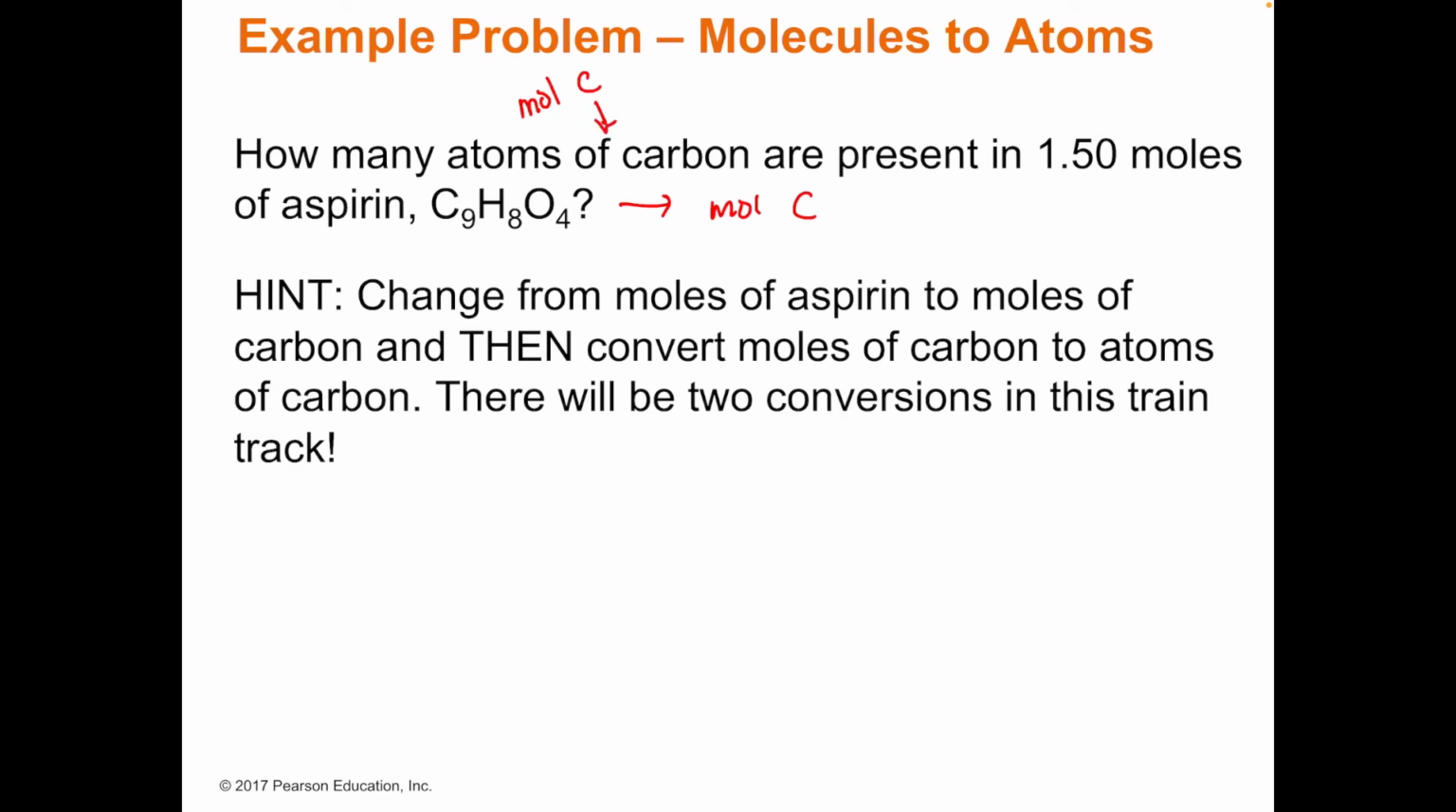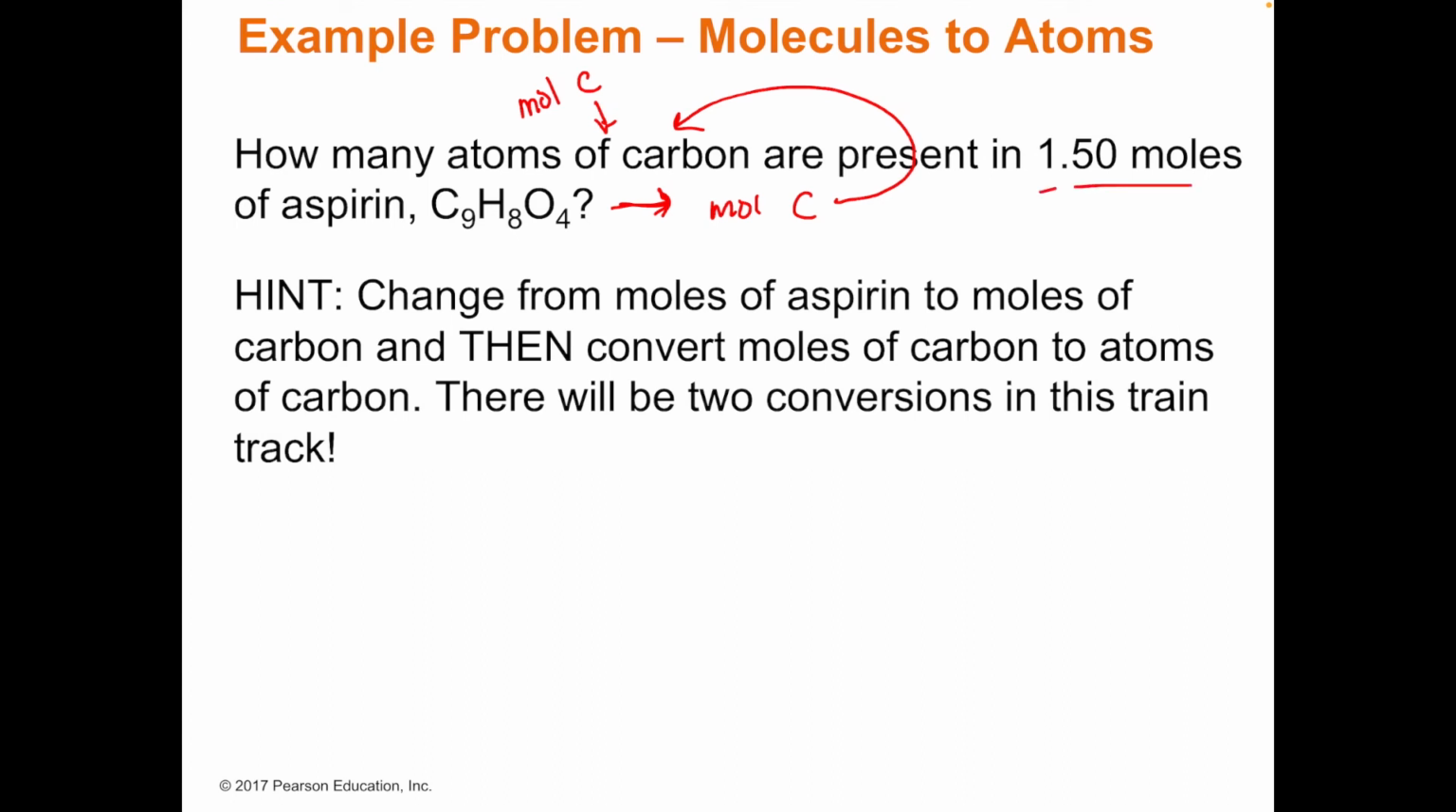haven't talked about how to go from moles of aspirin, moles of a compound, to atoms of that compound. And what we're going to need to do is convert our moles of aspirin to moles of carbon first, and then we can use our moles of carbon to convert to atoms of carbon. Okay, so we have 2 different conversion factors here that we need to work on.